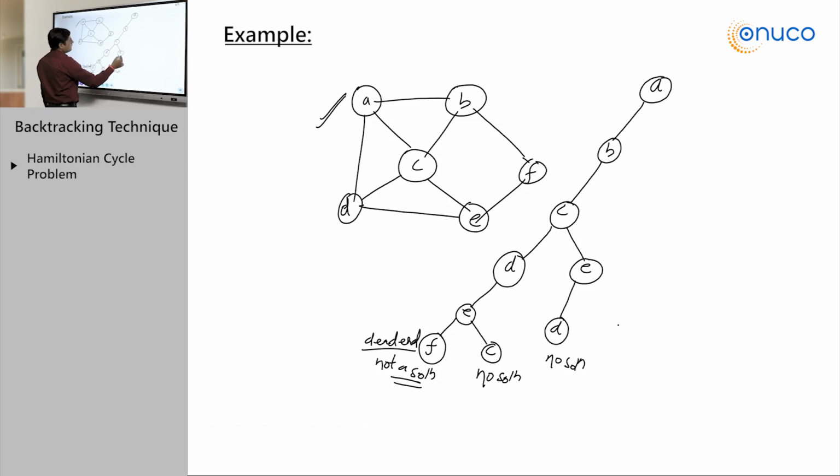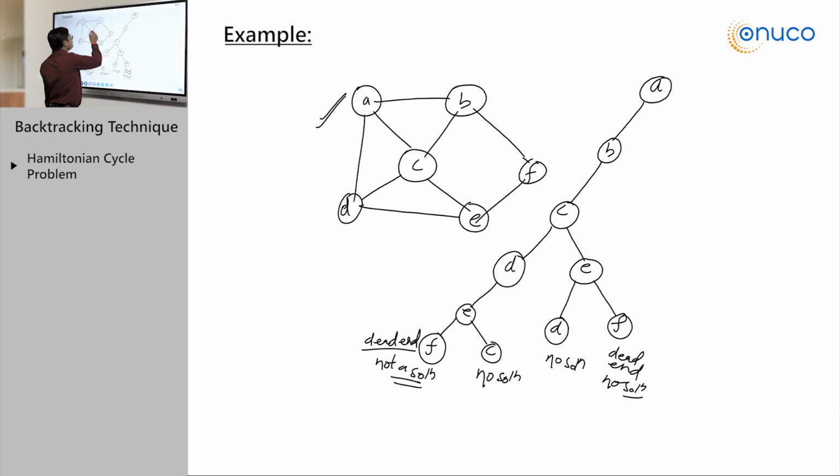Right? From E, do you have any other way? Yes, we have E to F. Now here one vertex is unvisited, that is D. Do you have a path from F to D? Because D to F there is a path, but F to D there is no path, hence it is a dead end, no solutions. Now, what will happen?